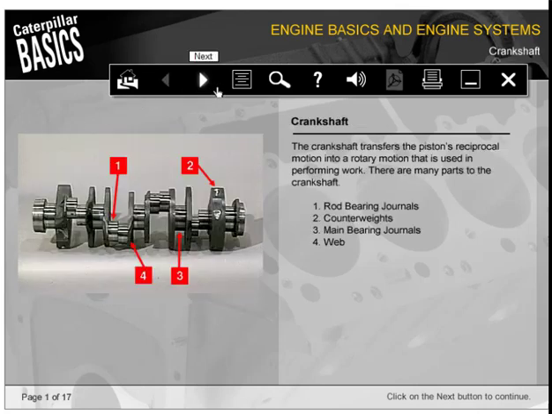The crankshaft transfers the piston's reciprocal motion into a rotary motion that is used in performing work. There are many parts to the crankshaft, including number 1, the rod bearing journals, 2, the counterweights, 3, the main bearing journals, and 4, the webs.